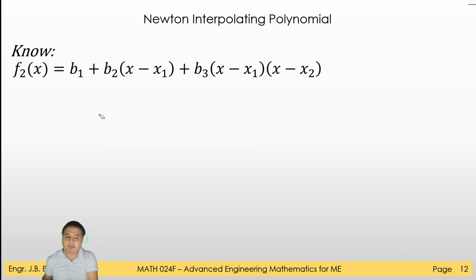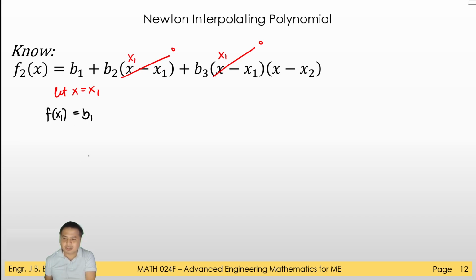To calculate b1, b2, and b3, let's say we let x equal x1. As you can see now, this will become x1, and this will become x1. So x1 minus x1 will be 0, and this will be 0. So we have the function of x1 equal to b1. That's basically it. So we have a formula to find b1.